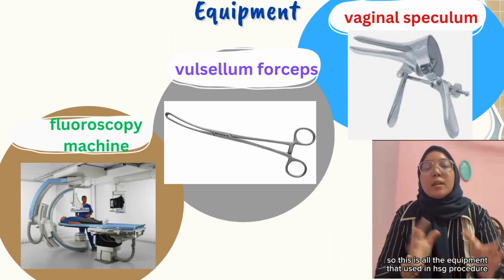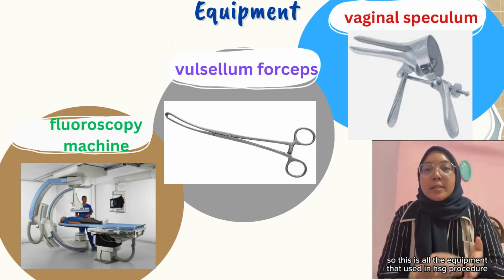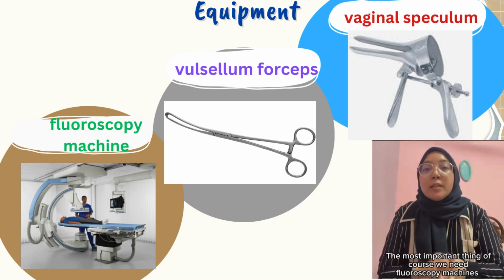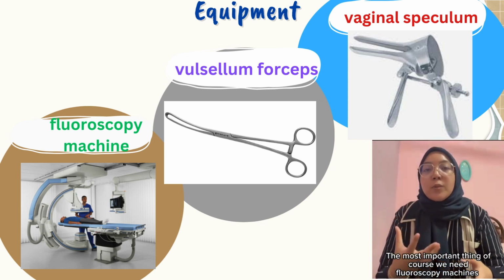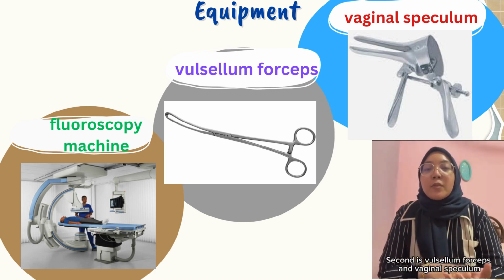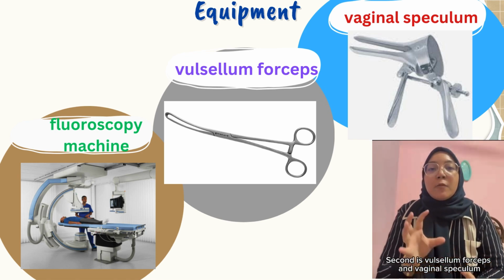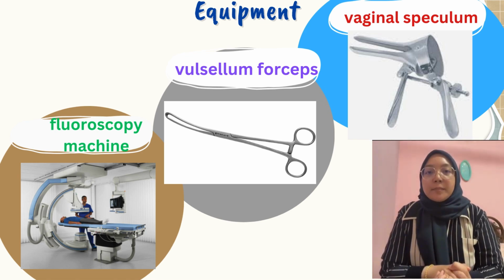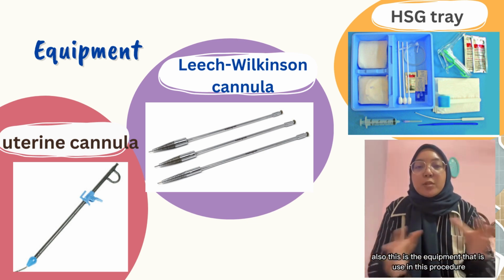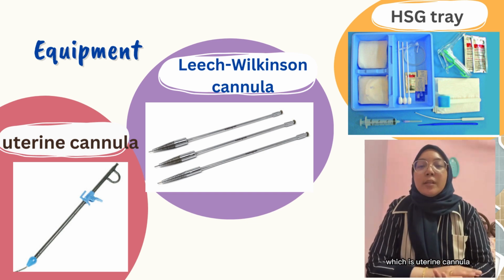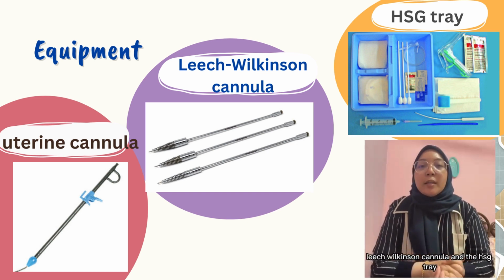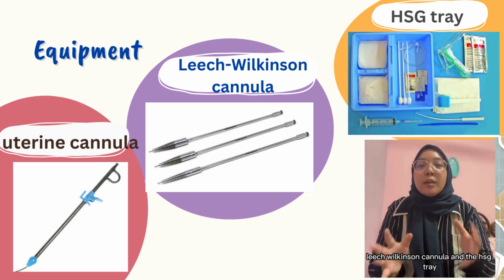So, these are all the equipment used in the HSG procedure. The most important thing is of course the fluoroscopy machine. Second is Valsalva forceps and vaginal speculum. Also, this is the equipment that is used in this procedure, which is uterine cannula, Leech-Wilkinson cannula, and the HSG tray.